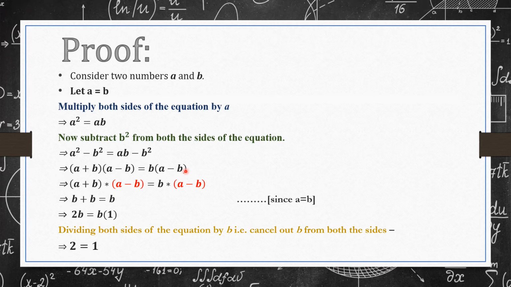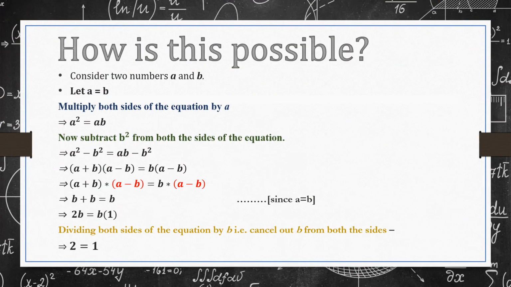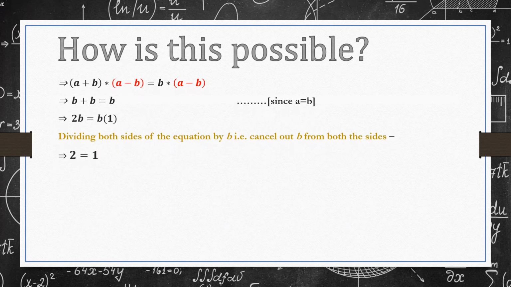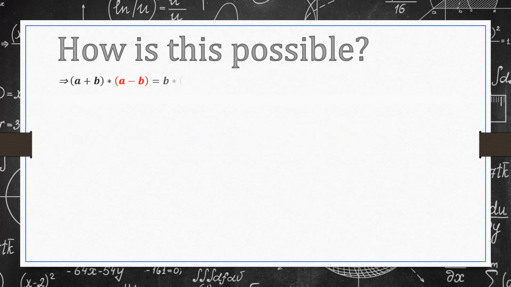Okay, now let's go on to what's wrong in this proof. Okay, let's find what's wrong in this. So the main part of the solution that we have to take is a plus b times a minus b is equal to b times a minus b. There's a flaw over here only, and you will soon notice that. So we have written it as a plus b times a minus b is equal to b times a minus b.